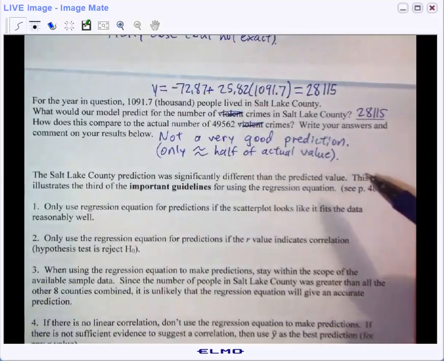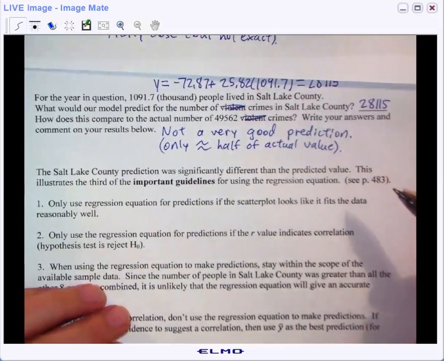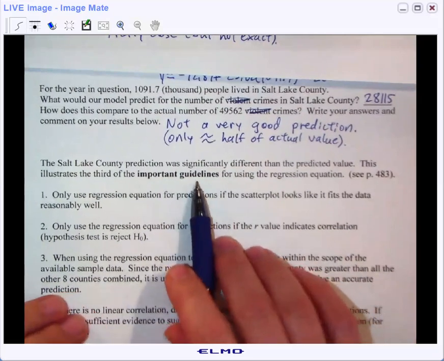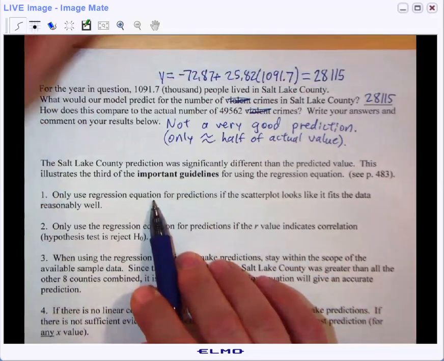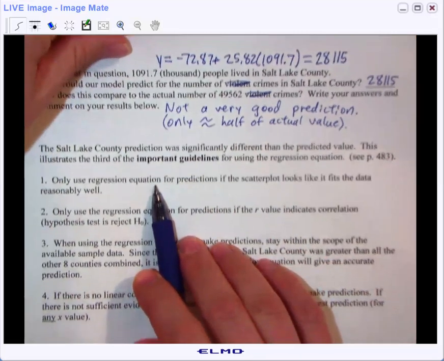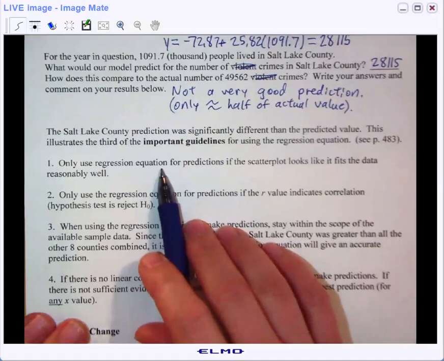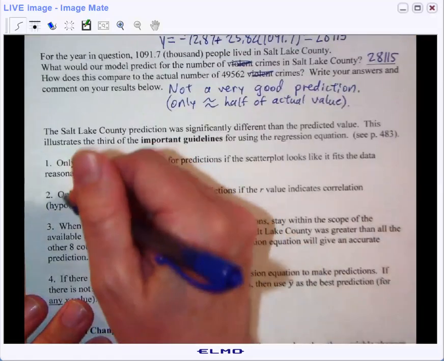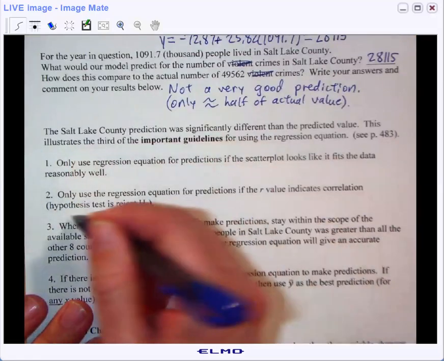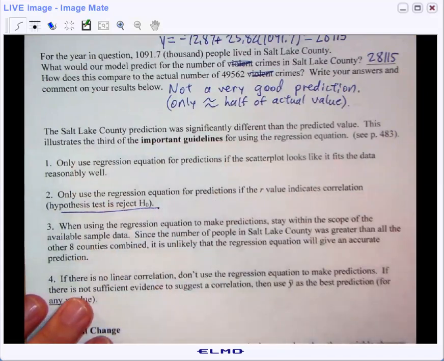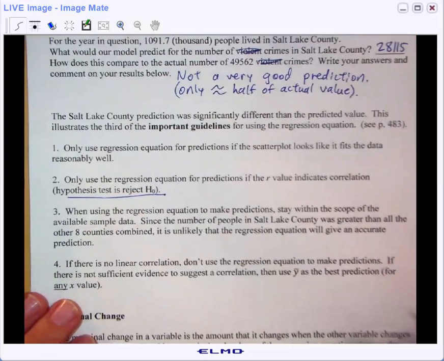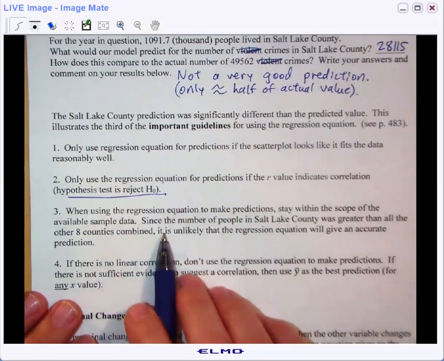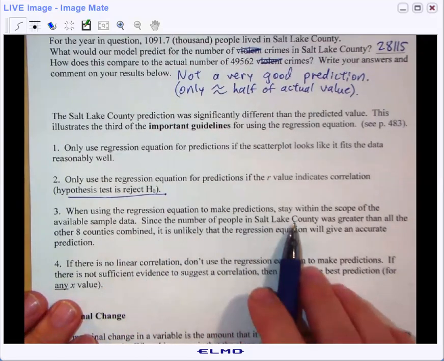So that brings up some important guidelines. The first one is only use the regression equation to make predictions if your scatter plot looks like it's going to fit the data reasonably well. And basically, the rule of thumb is to only use the regression equation if you can do a hypothesis test and reject H0.